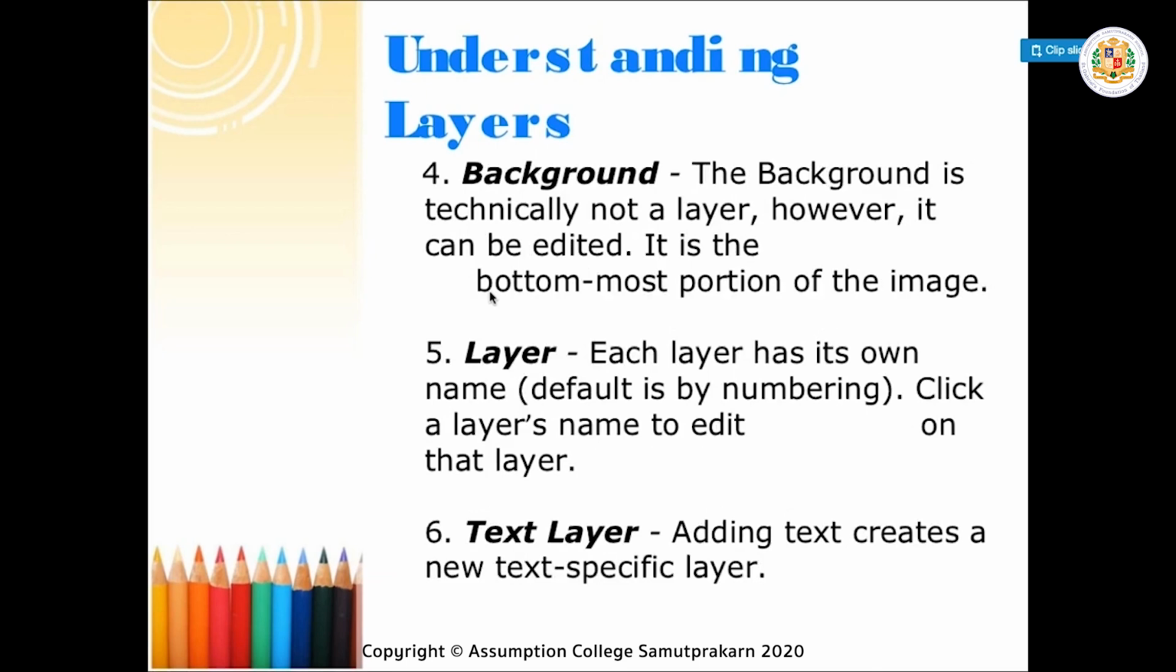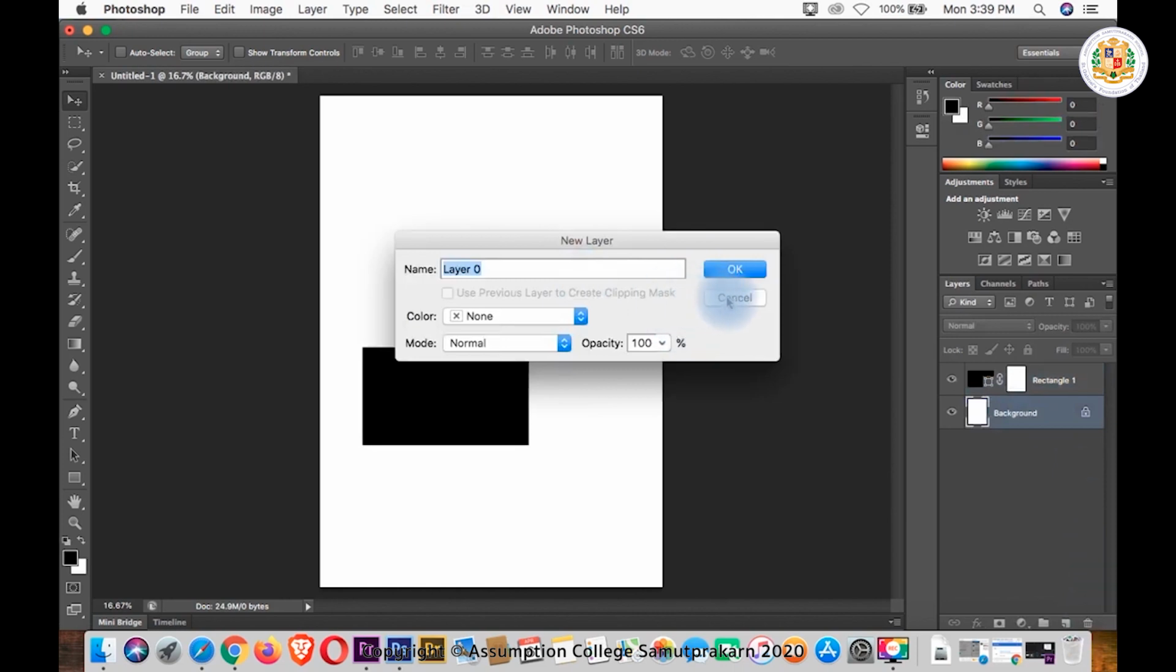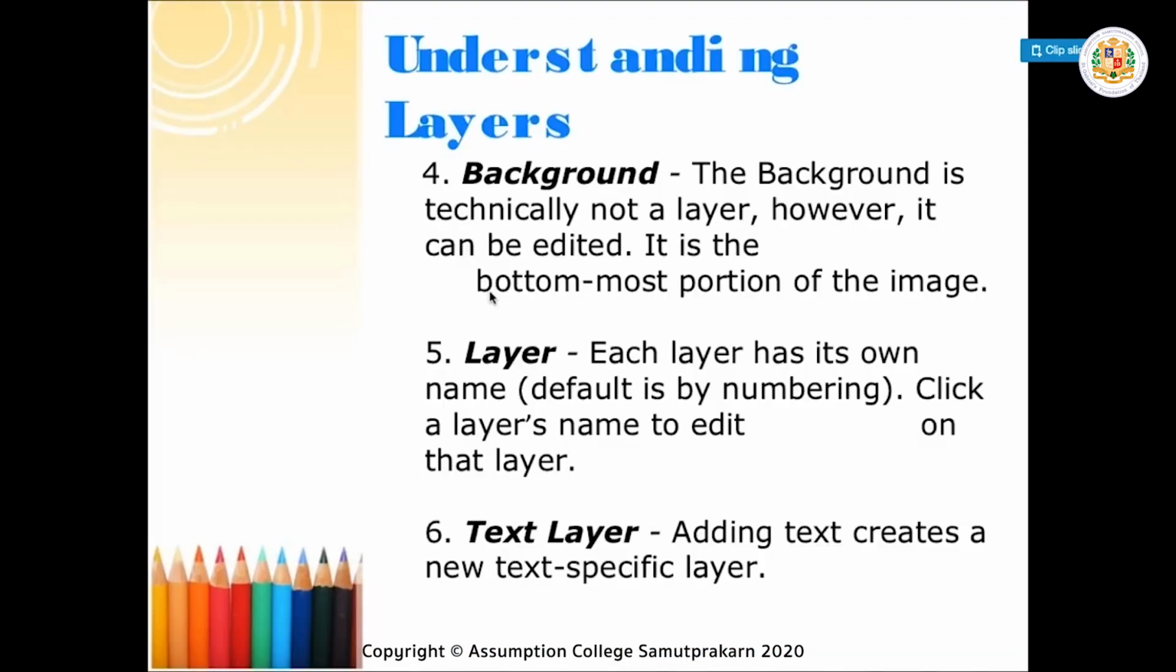Number 4, Background. The background is technically not a layer, however, it can be edited. It is the bottommost portion of the image. The next one is layer. Each layer has its own name. Default is by numbering. Click a layer's name to edit that layer. Number 6, text layer. Adding text creates a new text-specific layer.